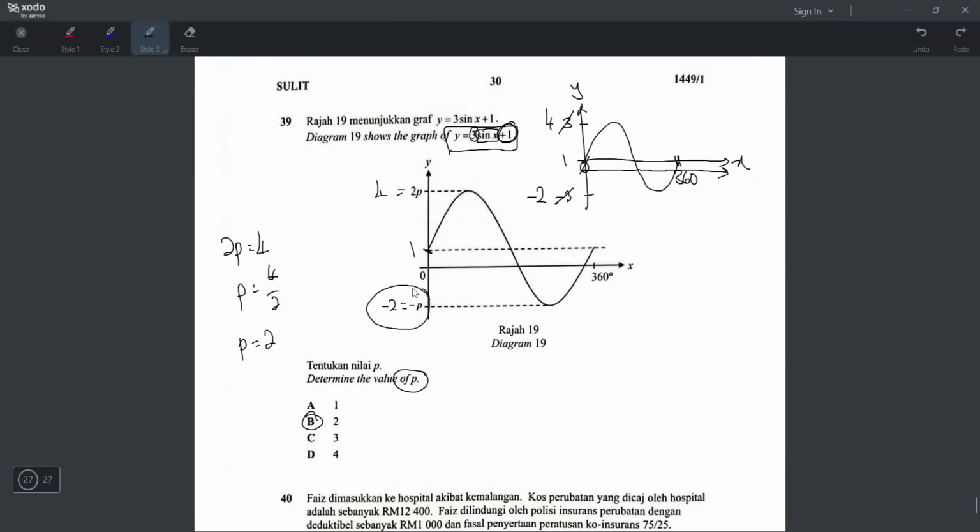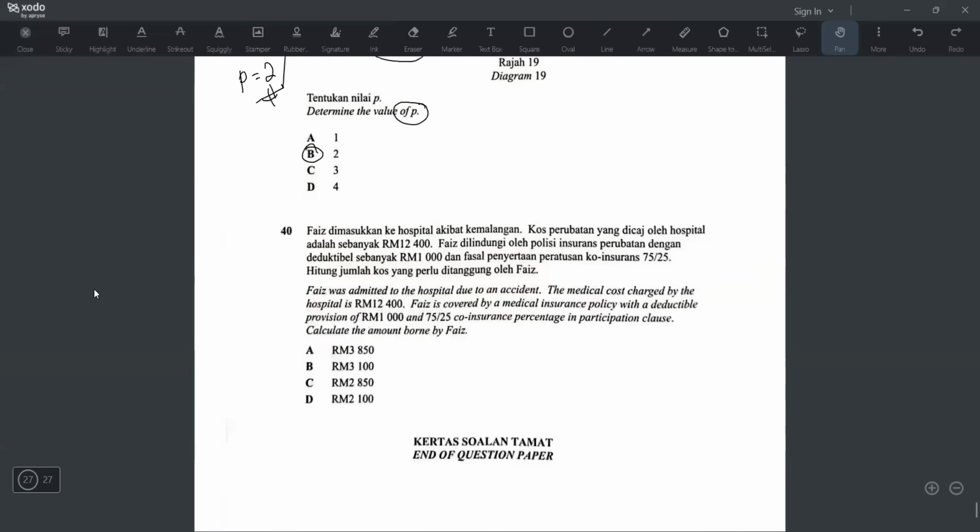Of course, you can also do it using this. Negative p equals negative 2. The p, okay, pindah negative. Kalau pindah negative, tukar tanda jadi 2. So this also gives you the same answer. So boleh juga. Okay. Alright, sudah siap.